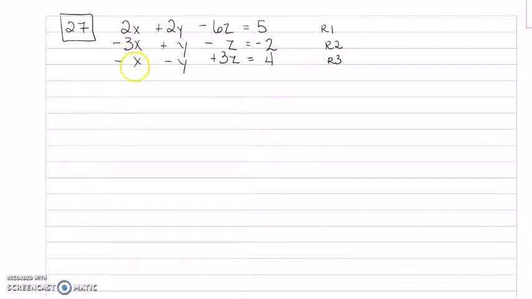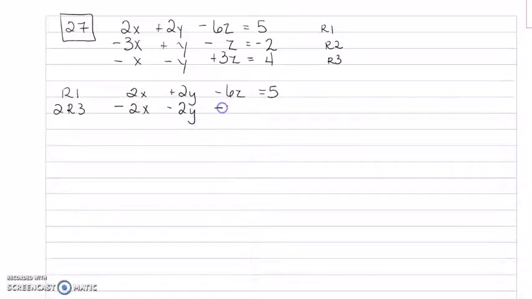So in starting this, remember I want to eliminate x initially. I'm going to take row 1 plus twice row 3. So row 1 looks like 2x plus 2y minus 6z equals 5. Twice row 3 would be negative 2x minus 2y minus 6z equals 8. And then when I add these together, I've eliminated my x's, my y's, and my z's. So now I have 0 is equal to 13. That's a false statement. Therefore, this is called inconsistent.